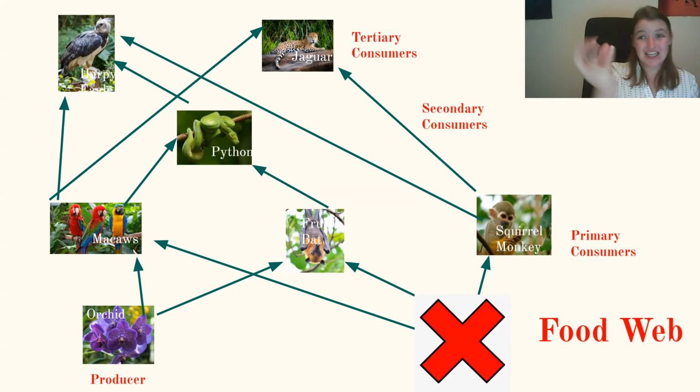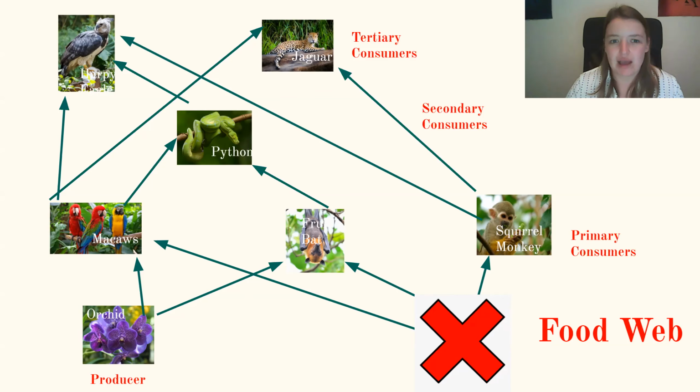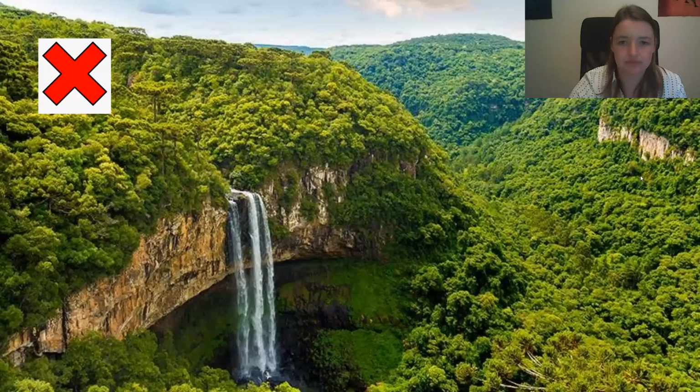A change in those producers, a change in that one element of our web will rock a whole ecosystem and change it. And most of the time, not for the better. We're going to be looking at that in a little bit more detail in our next lesson, thinking about the impact of changes to our ecosystem.